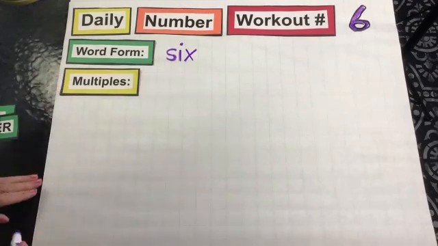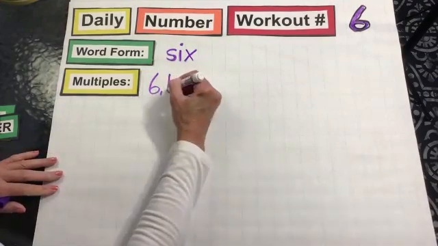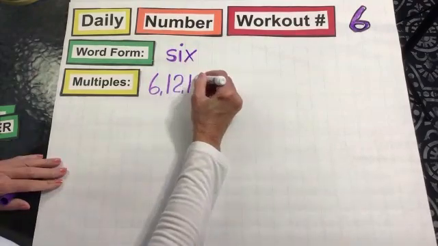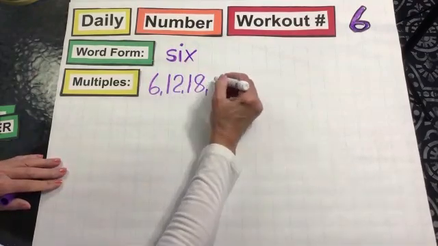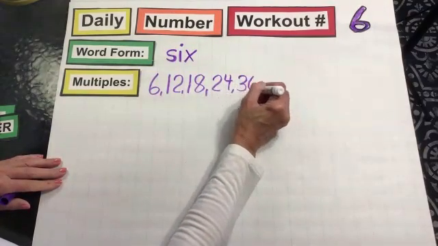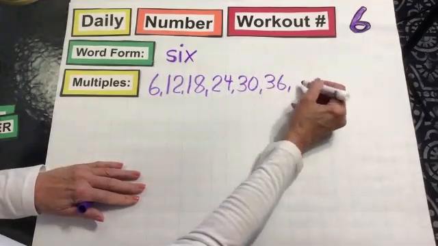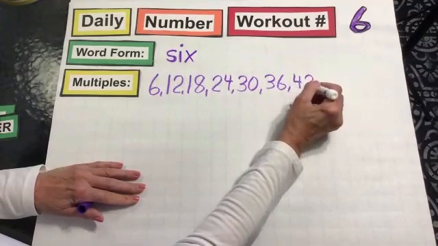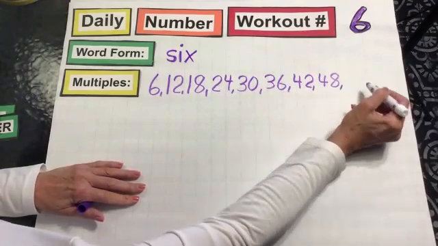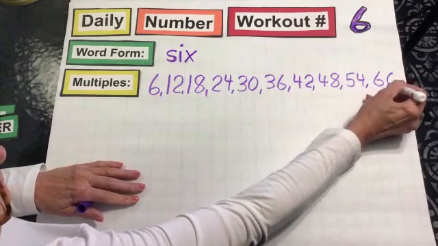So 1 times 6 is 6. 2 times 6 is 12. 3 times 6 is 18. 4 times 6 is 24. 5 times 6 is 30. 6 times 6 is 36. 7 times 6 is 42. 8 times 6 is 48. 9 times 6 is 54. And 10 times 6 is 60.